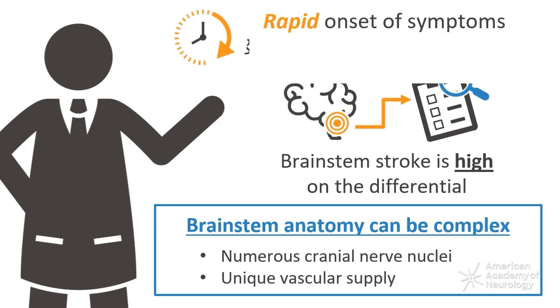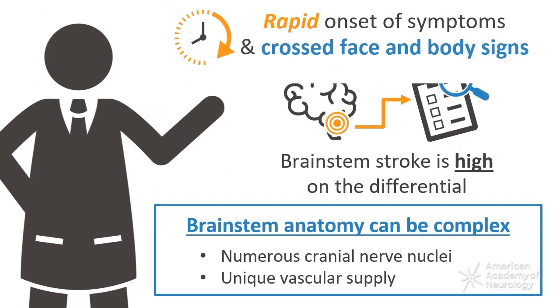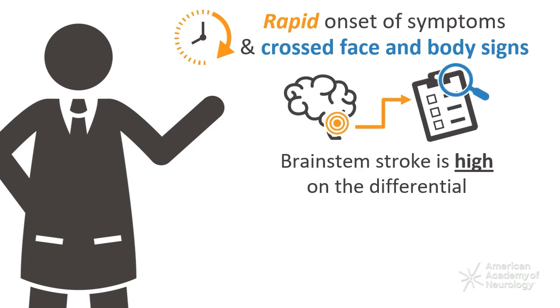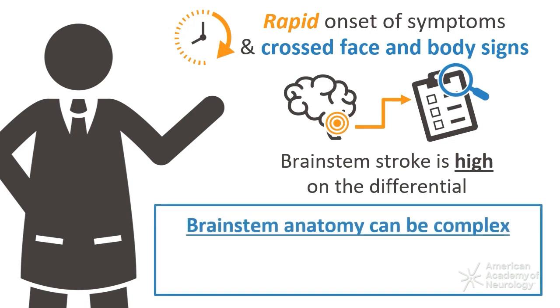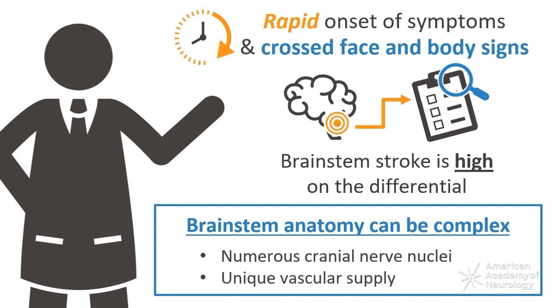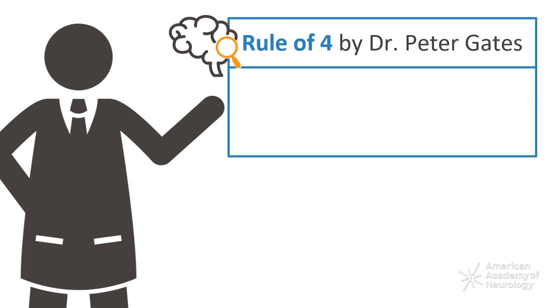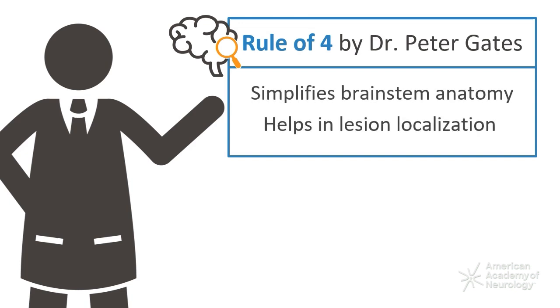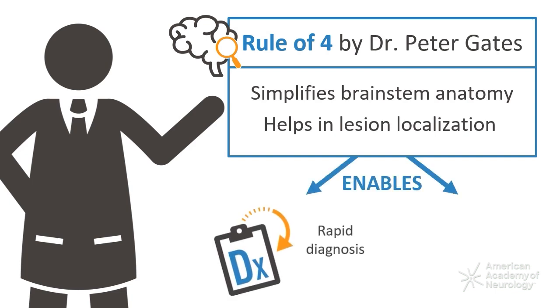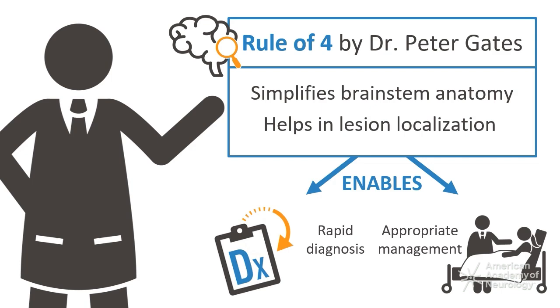Given the rapid onset of symptoms and crossed face and body signs, a brainstem stroke is high on the differential. Brainstem anatomy can be complex, with numerous cranial nerve nuclei and a unique vascular supply. The Rule of 4 technique, created by Australian neurologist Dr. Peter Gates, simplifies brainstem anatomy and helps in lesion localization based on clinical findings, enabling rapid diagnosis and appropriate management.